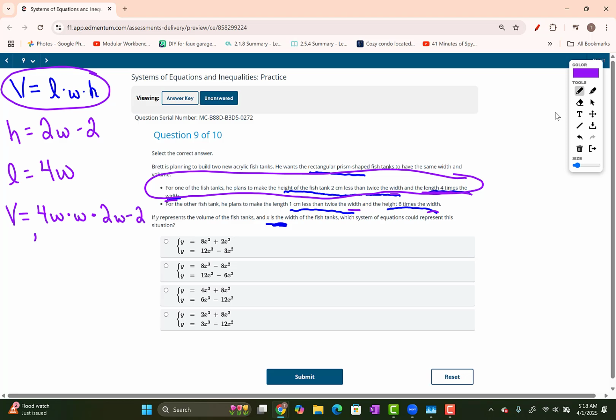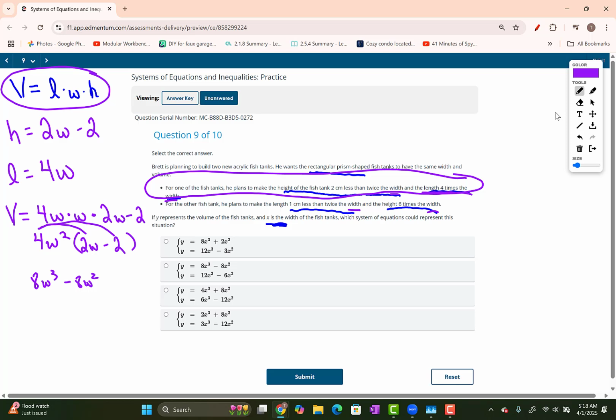4w times w is 4w squared. Then I'm going to distribute that to the 2w minus 2. 4w squared times 2w is 8w to the third. 4w squared times negative 2 is negative 8w squared.